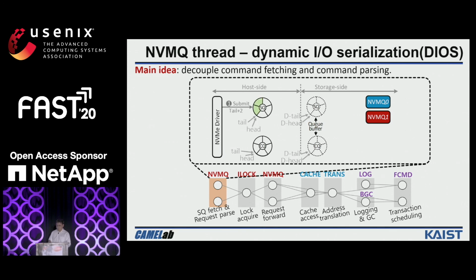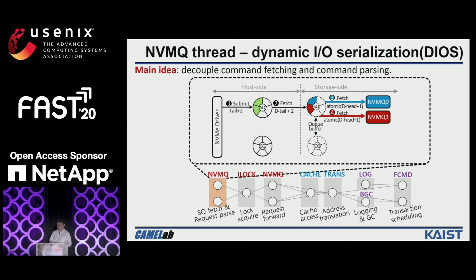We assume the current NVMe submission queue and the completion queue are assigned to NVMQ0. When the host submits two commands to the NVMe submission queue, NVMQ0 will fetch the two commands and place them into the queue buffer. This is the same as the previous static assignments. But the difference is that in the previous static assignments, we only allow NVMQ0 to fetch and parse all the commands. But in DIOS, we allow both NVMQ1 and NVMQ2 to fetch and parse the commands from the queue buffers.